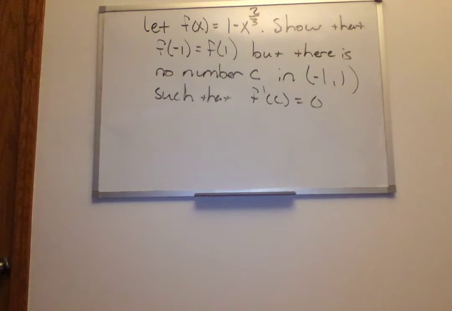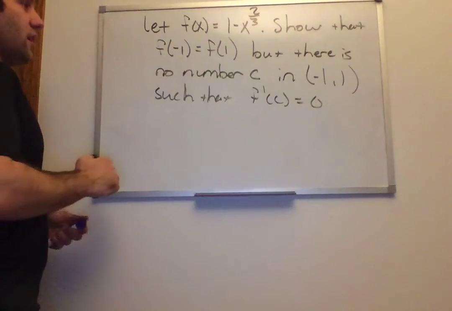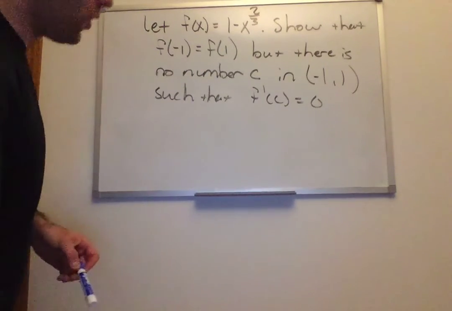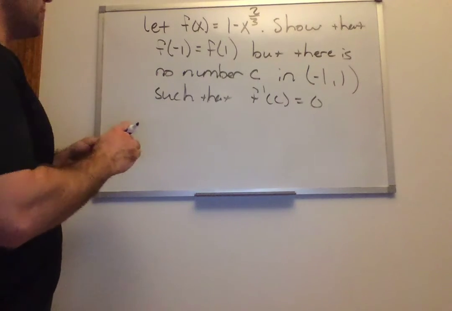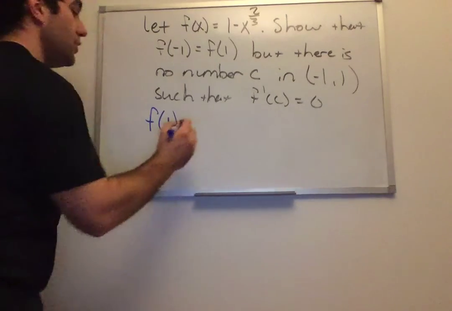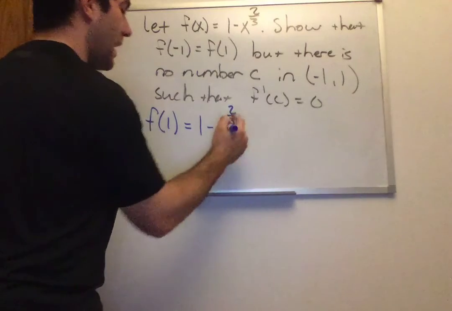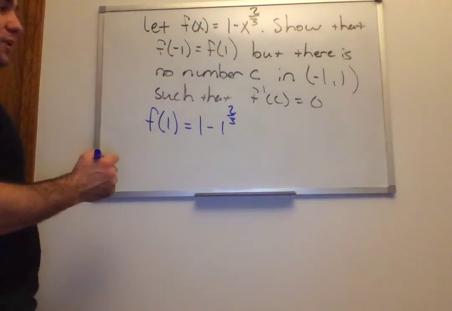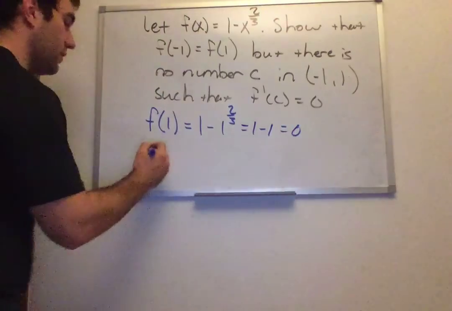Alright, so first thing, show that f of -1 is equal to f of 1. This is really easy to do here. So f of 1 is equal to 1 minus, well, 1 to the 2/3 power. 1 to any power is equal to 1. So this is 1 minus 1, which is equal to 0.